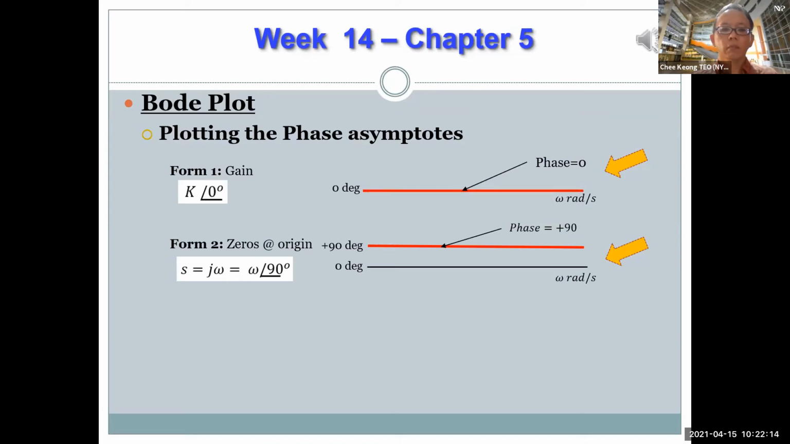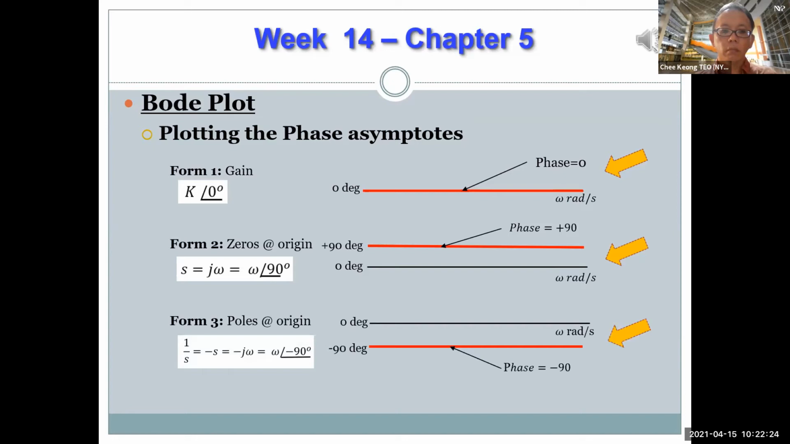Like negative infinity in the Bode plot. Hence what we see is the final phase, a horizontal positive 90-degree line throughout the frequency spectrum. For form 3, poles at origin, the visible phase will be a negative 90-degree line throughout the frequency spectrum instead.